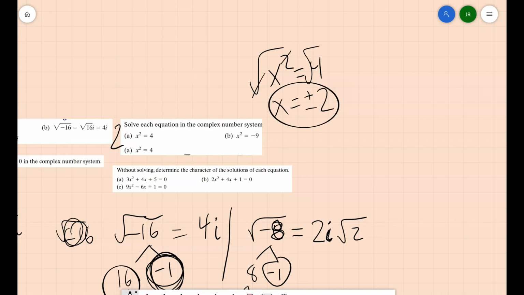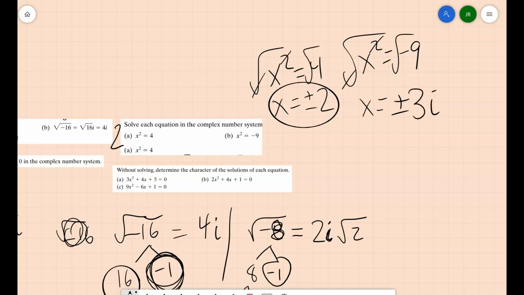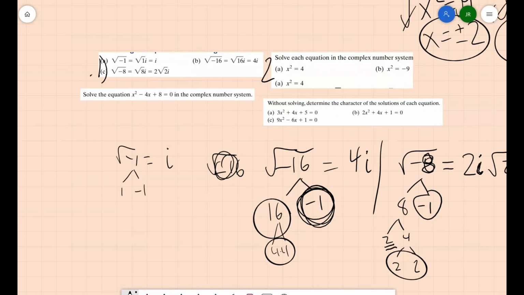All right, part B, x squared equals -9. Take the square root of both sides now. And I get x equals, don't forget to put plus or minus, but the square root of -9, treat it like it's a 9. The square root of 9 is what? 3, but because it's a negative under the radical, I just put an i with it. So my answer is plus or minus 3i. All right.